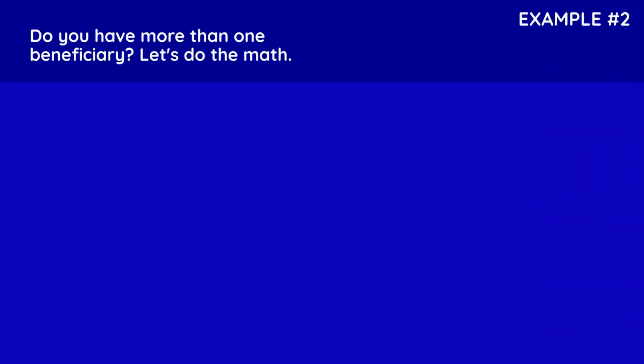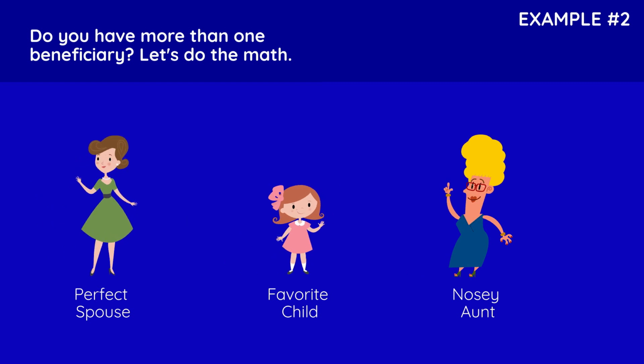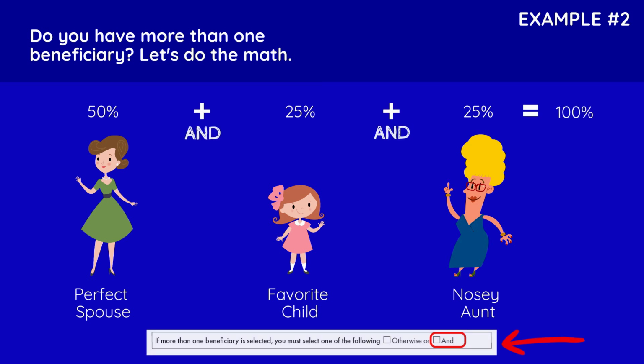Do you want to list more than one beneficiary? Let's do the math. You can split the benefit in a few ways. In this scenario, we will split the benefit between 3 beneficiaries. Our perfect spouse will receive 50%, while our favorite child and nosy aunt will receive 25% each. This will total 100%. Make sure to check off the And boxes between each beneficiary.